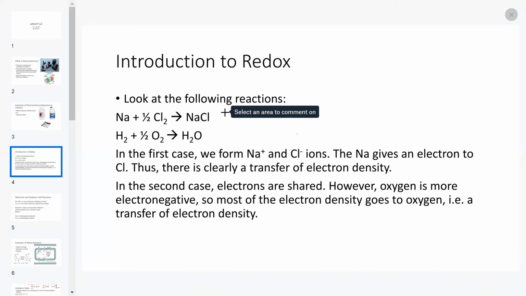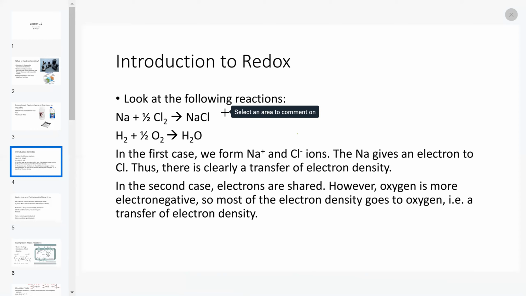So we have this transfer of electron density. At first, the sodium has some electrons, but now the chlorine has the electrons. So the chlorine has gained some electron density, and the sodium has lost some electron density. So we have this transfer of electrons and electron density. This is what causes a redox reaction, some change in electron density.